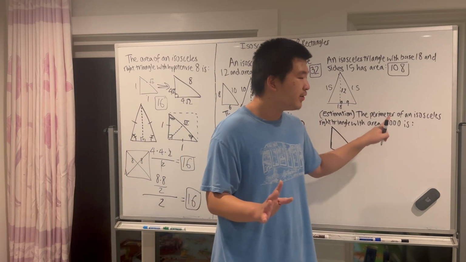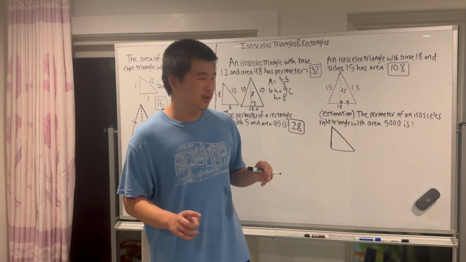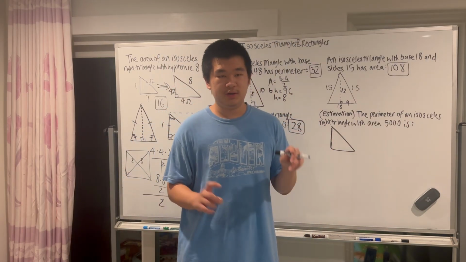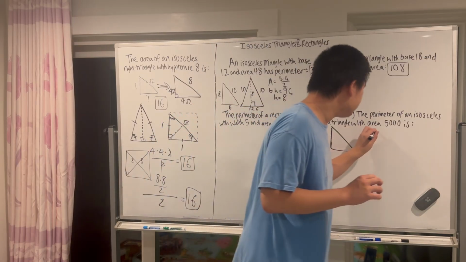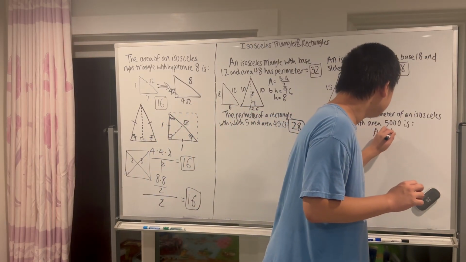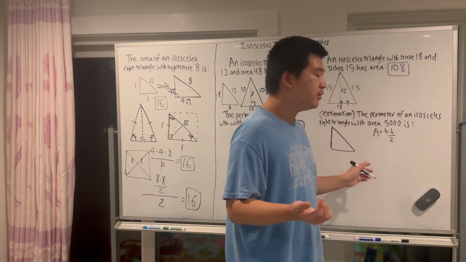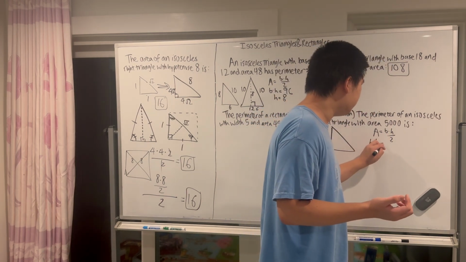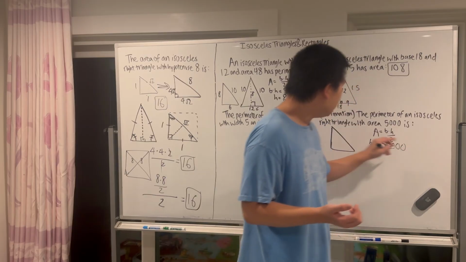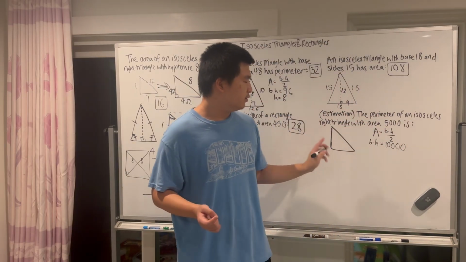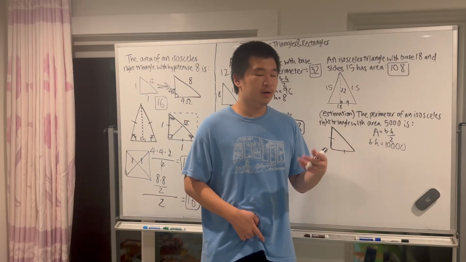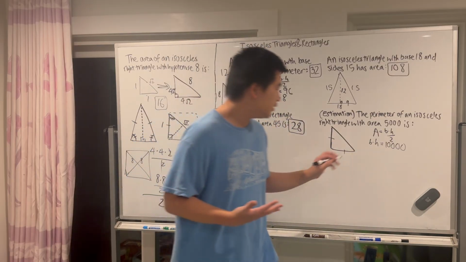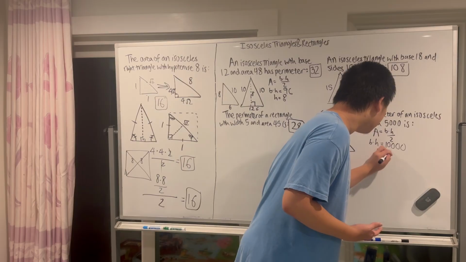If it has an area of 5,000, what does that mean? Well, think about it. The area is base times height over 2, okay? So that means the area times 2 equals the base times height. In other words, the base times height equals 10,000. But also, it's an isosceles right triangle. The base and the height are the same length. So base times height, or in other words, base squared equals 10,000, which means base equals 100.